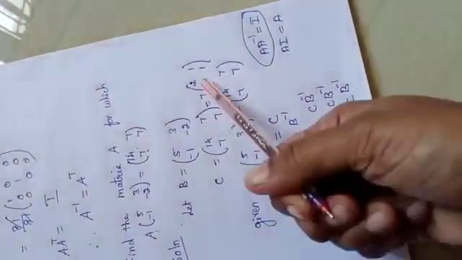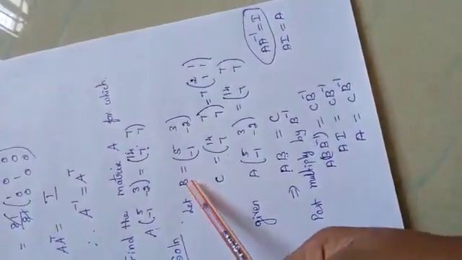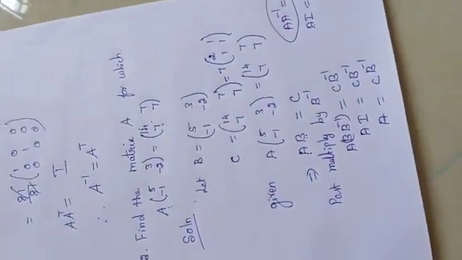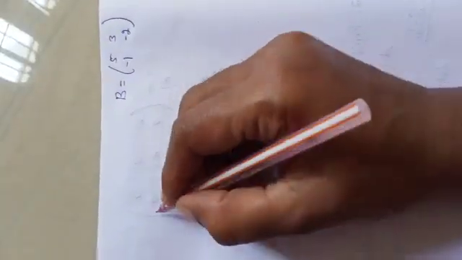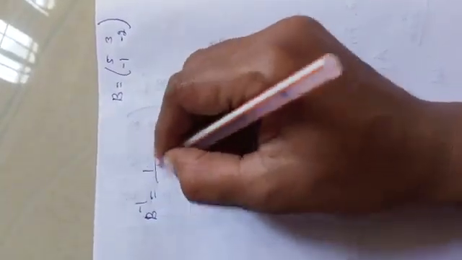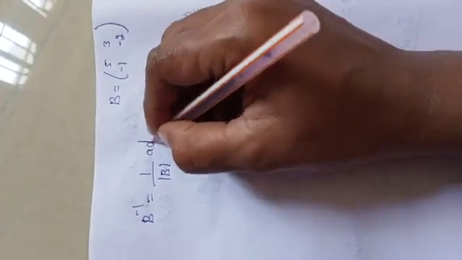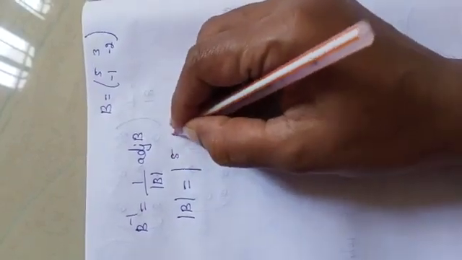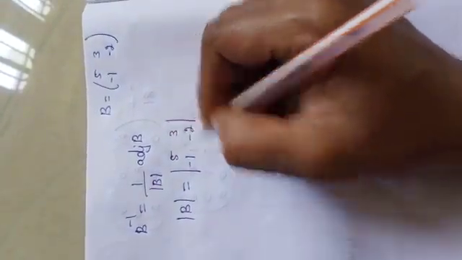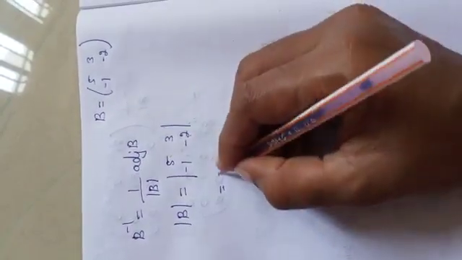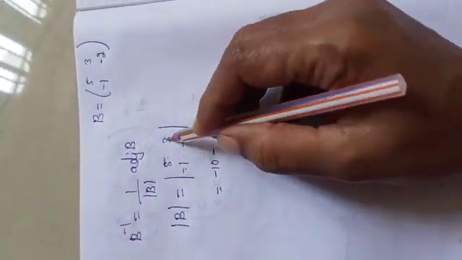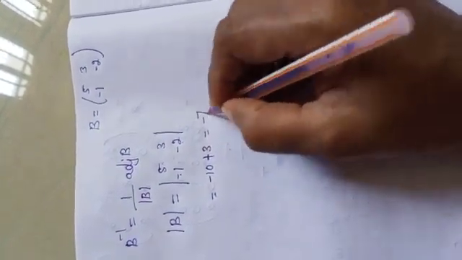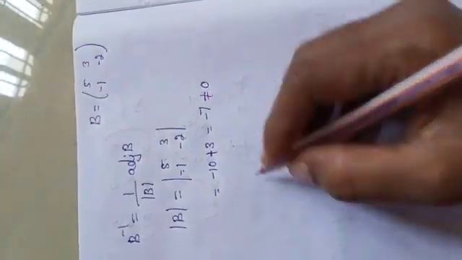Now the C matrix we know, B we know, so it is easy for us to find B inverse. B inverse is equal to, we know the formula, 1 by determinant B into adj B. So determinant B is the determinant of 5, 3, minus 1, minus 2. Shall we multiply? 5 into minus 2 is minus 10, minus 1 into 3 is minus 3, so it will become plus 3. Minus 7, which is not equal to 0. Therefore, B inverse exists.